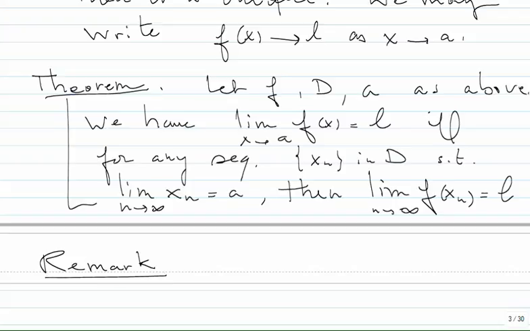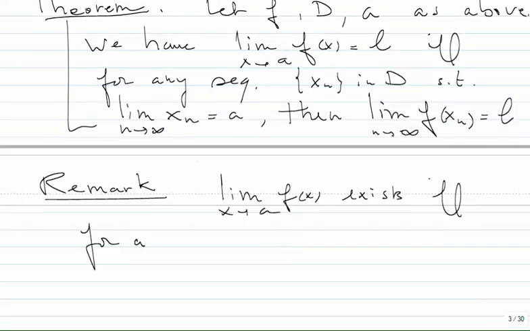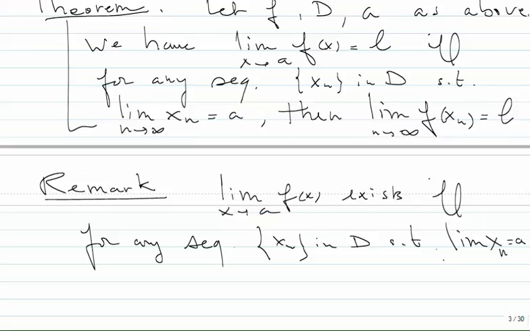We may, in fact, drop the condition, so we can say that the limit of f of x when x goes to a exists if and only if for any sequence xn in D such that the limit of xn equals a when n goes to infinity, then the sequence f of xn is convergent.